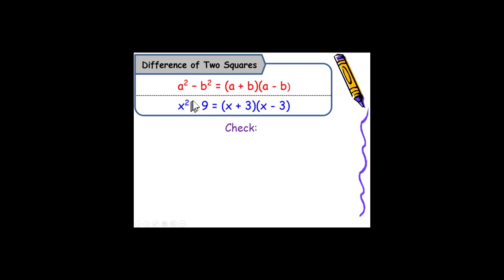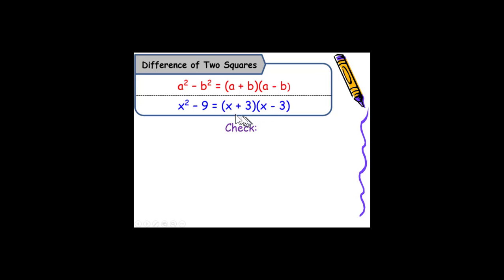We have a subtraction sign, so that means we have a difference. X squared is a perfect square because the exponent is even, and 1 is also a perfect square. Remember, there's an understood 1. And 9 is a perfect square because remember, 3 squared, or 3 times 3, is equal to 9. Therefore, this is factored to equal x plus 3 times x minus 3.